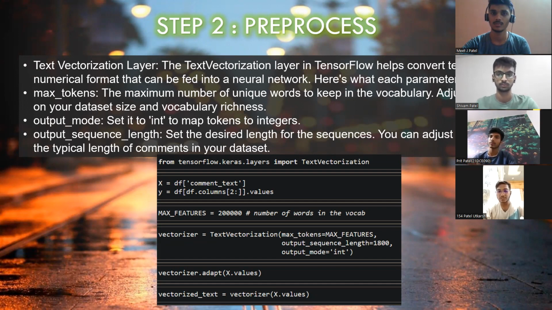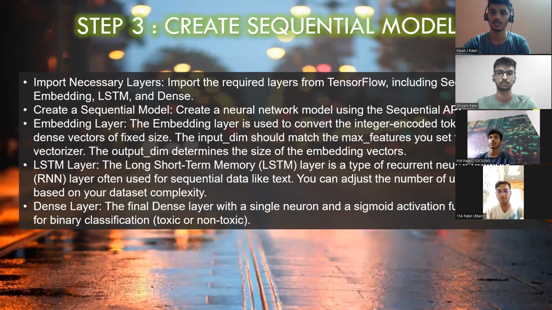Now here the max tokens has been used to count the maximum number of unique words we have in our dataset. That is, we have here 2 lakh words in our dataset. And the output mode is of integer type, which will return 0 or 1 as an output. And below is the code for vectorizing our inputs.